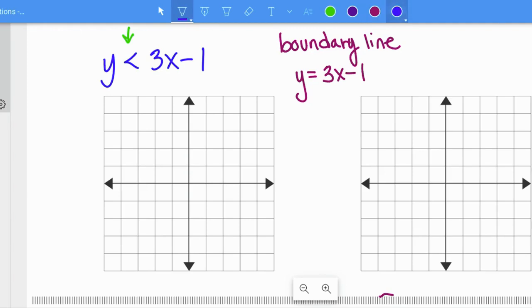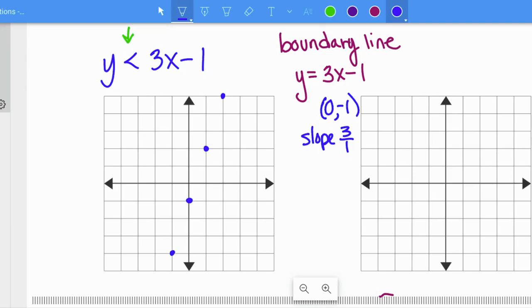This is in slope-intercept form, so I'm going to start at my y-intercept, which would be -1. And then I'm going to move with a slope of 3/1. So I'm going to go up 3 and over 1. Up 3 over 1. Give me a few different points here. I could go down 3 and backwards 1. Also puts me on that boundary line.